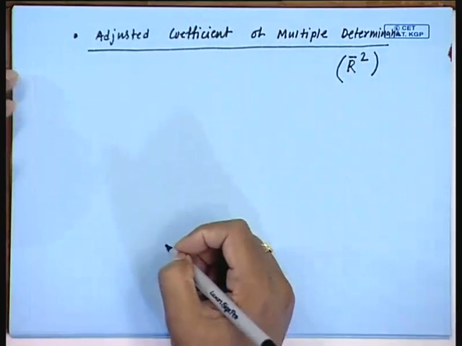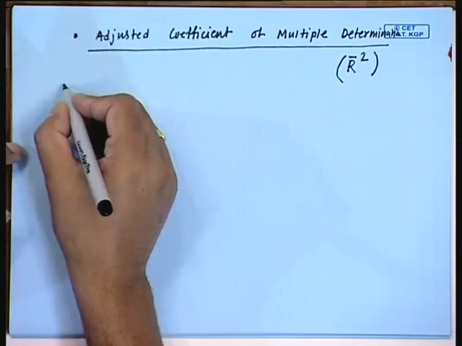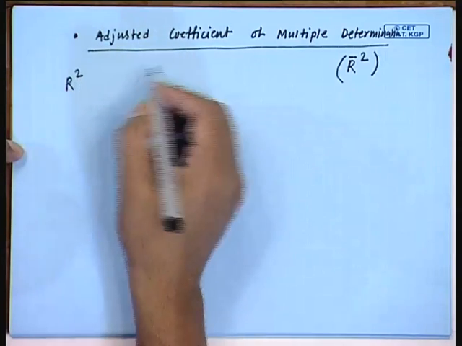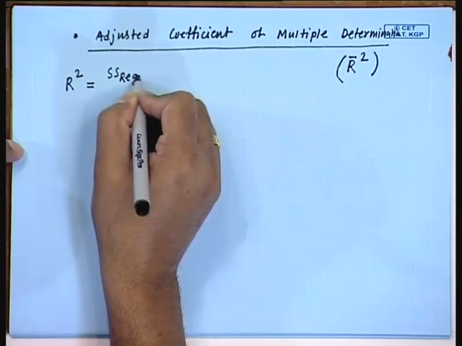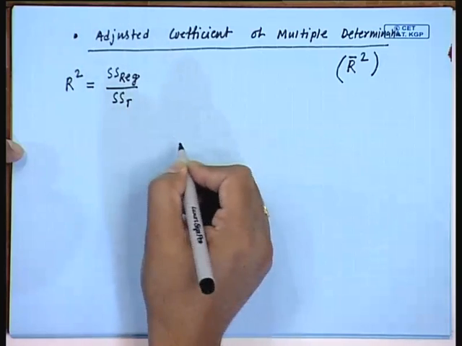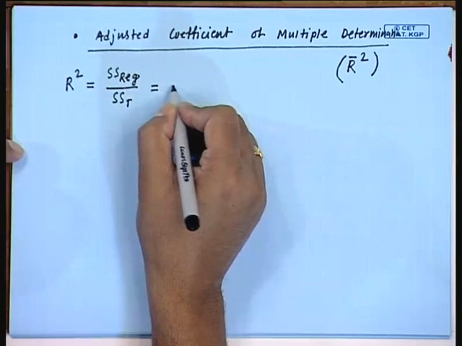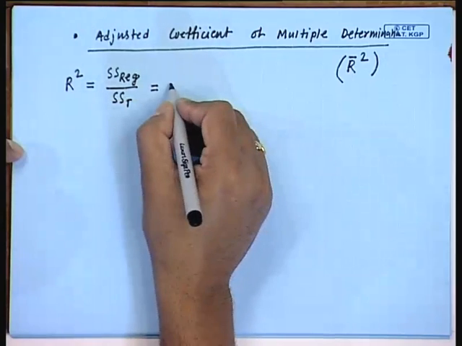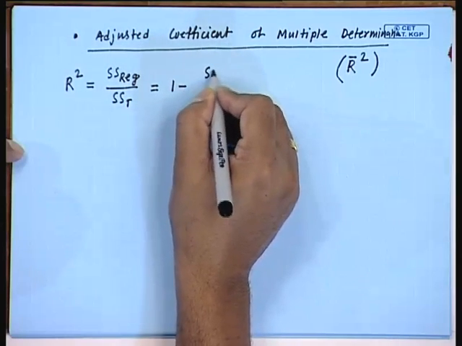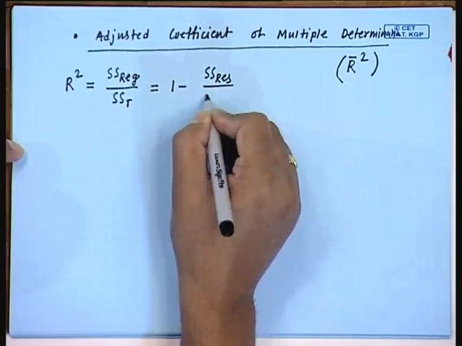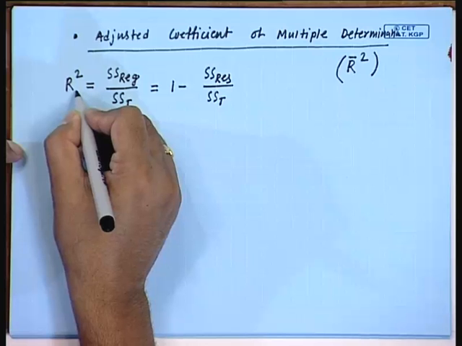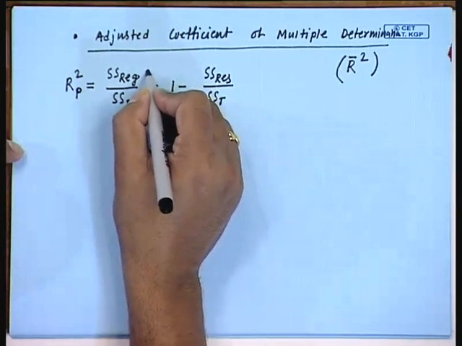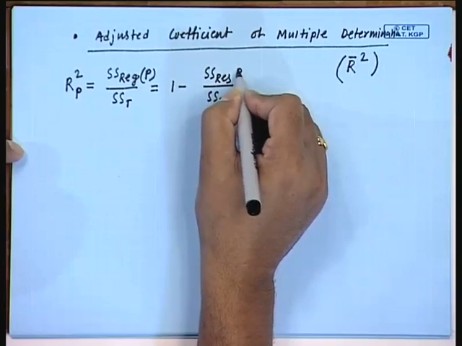Well, so let me just recall R square. R square is the coefficient of multiple determination, which is equal to SS regression by SS total, and this one is equal to 1 minus SS residual by SST. Now, if I say that this R square is associated with the model which involves p minus 1 regressors, then I will put a p here, 1 p here and 1 p here.